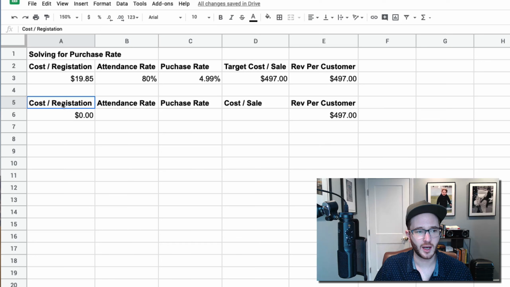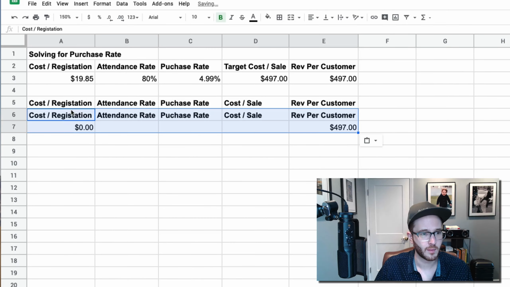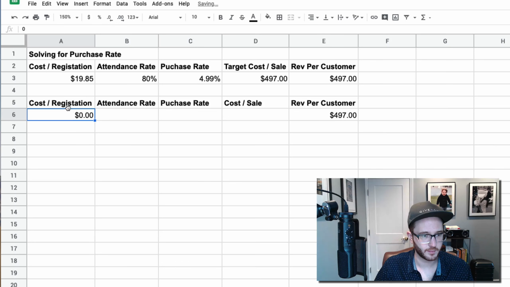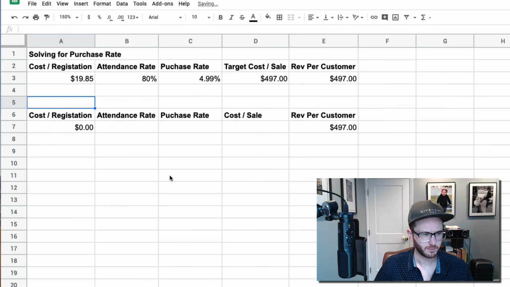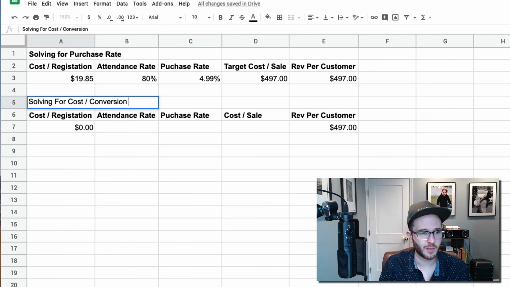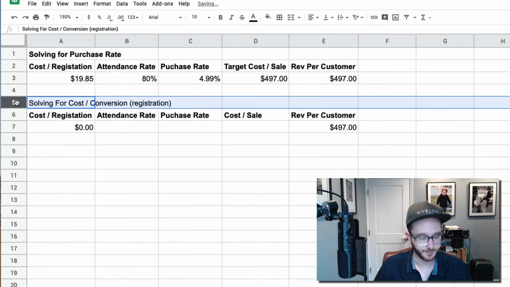But let's go down here and let's try to solve for something else. So first I'm going to move this down a little bit. And up here we're solving for cost per conversion. In my case, it's a registration to a webinar. Okay, so now we're doing something a little bit different.